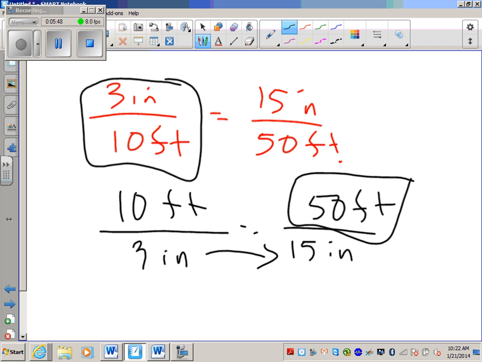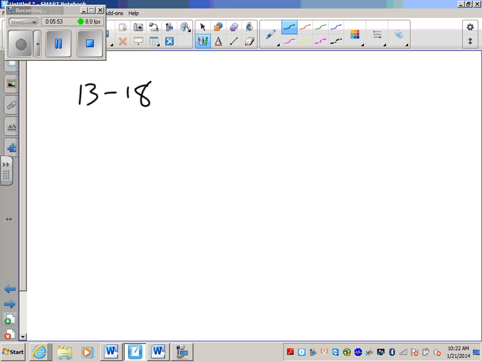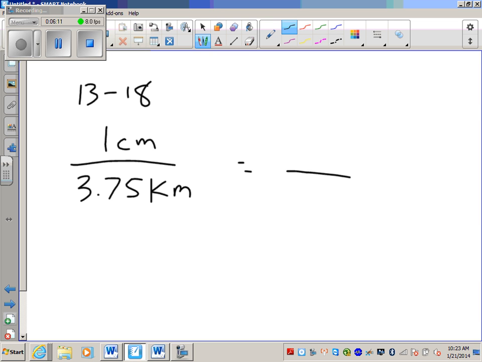Let's move to numbers 13 through 18 at the bottom. The scale here, 1 centimeter is equal to 3.75 kilometers. Which, believe it or not, is probably a better scale than the 3 to 10. It's just nice to have that 1. Number 13 says 8 centimeters. Where am I going to put the 8 centimeters? Top or bottom? Sophia.